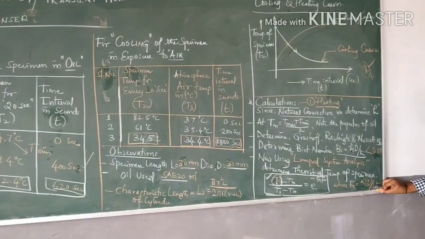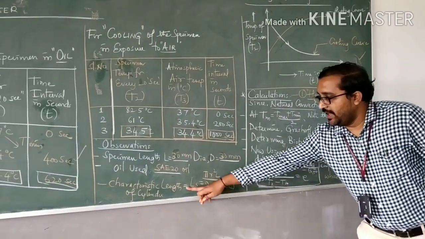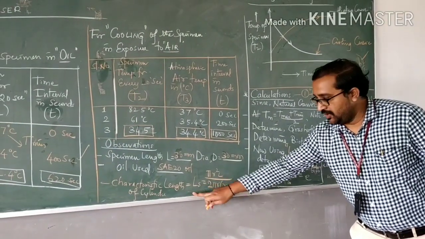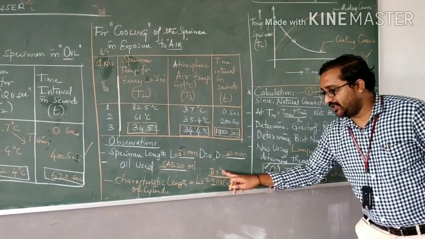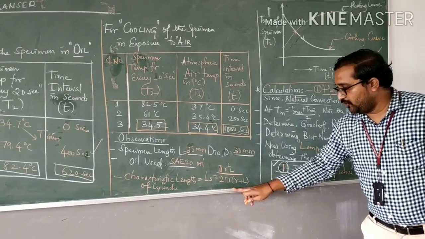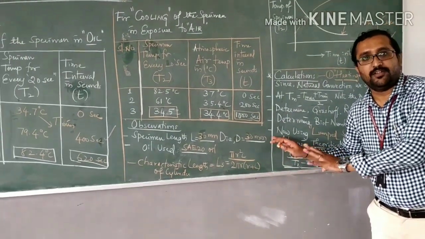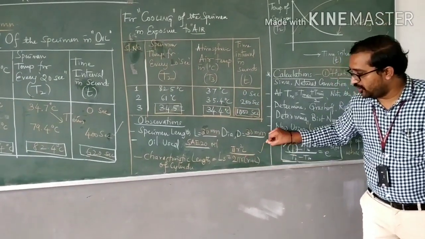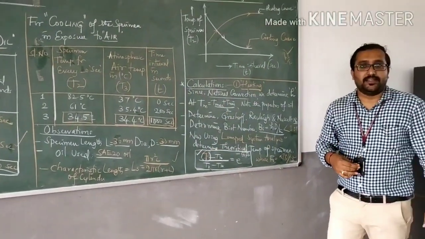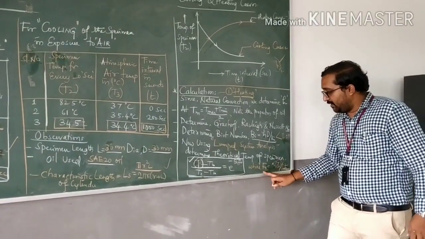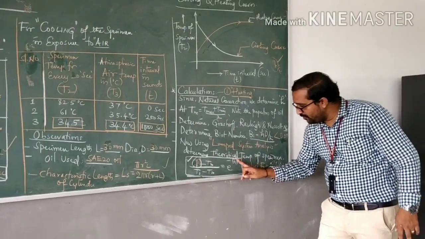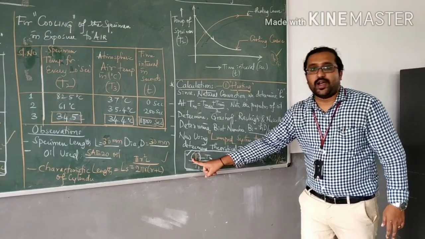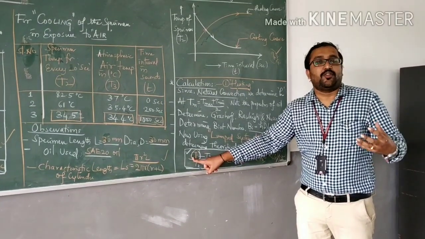And what is this Ls square? Ls stands for the characteristic length of the given specimen, which is given by this formula: pi r square L divided by 2 pi r into r plus L. It is for a cylinder. Basically the specimen is in cylindrical shape, so we use this formula for calculating characteristic length. Once we do that, we can calculate the Fourier number. That value you substitute here and get the value of temperature of the specimen.